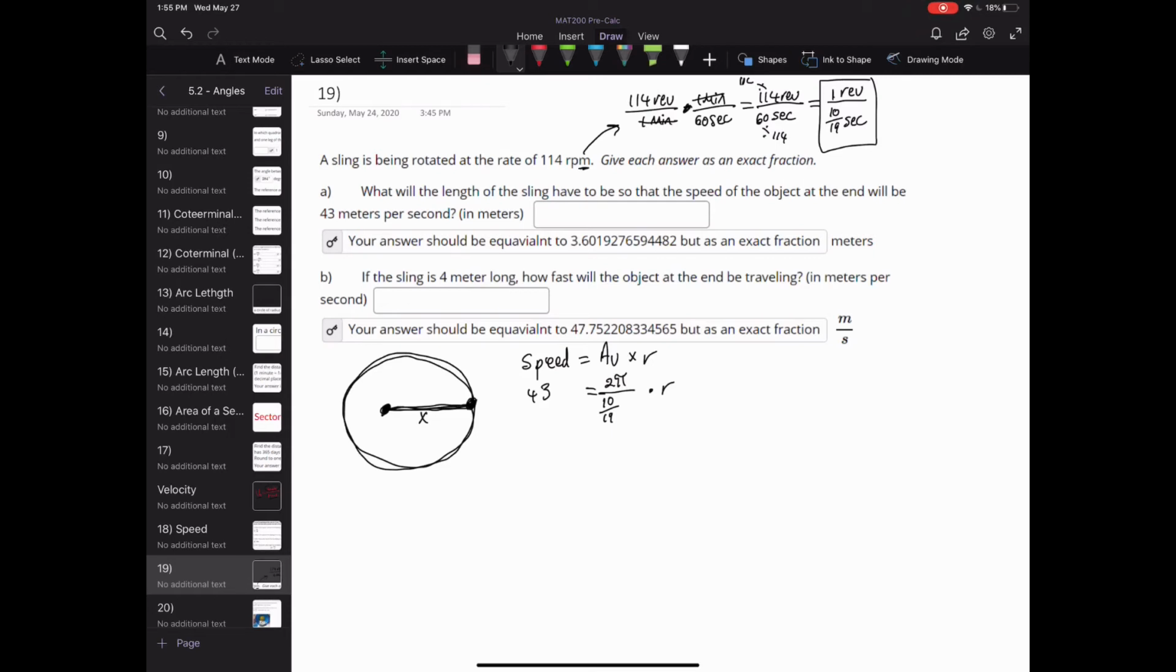Alright, so let's multiply both sides by 10 over 19. So that will cancel with that. Multiply this side by 10 over 19. We end up with 430 over 19 is equal to 2 pi r. Notice that that's the circumference. Divide both sides by 2 pi.